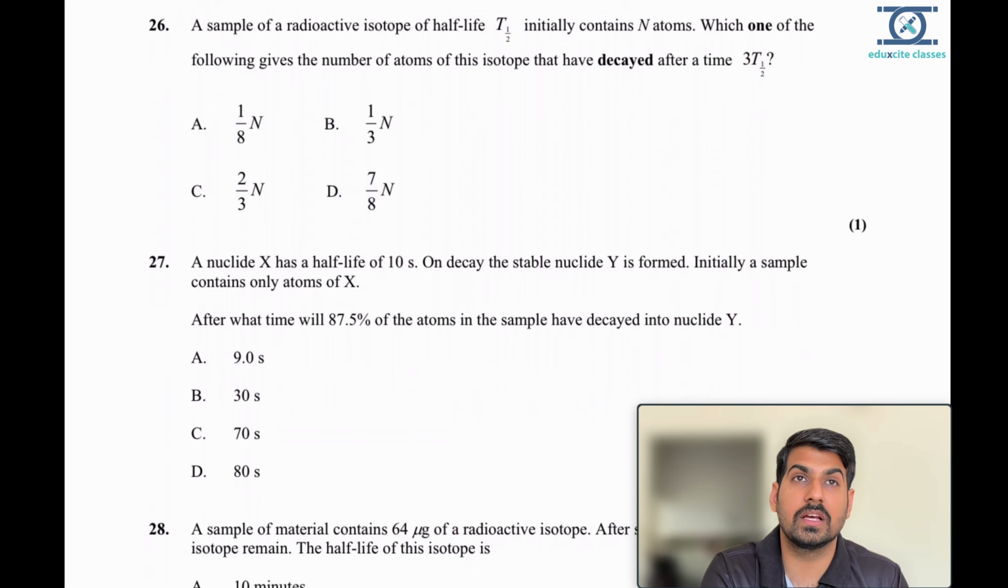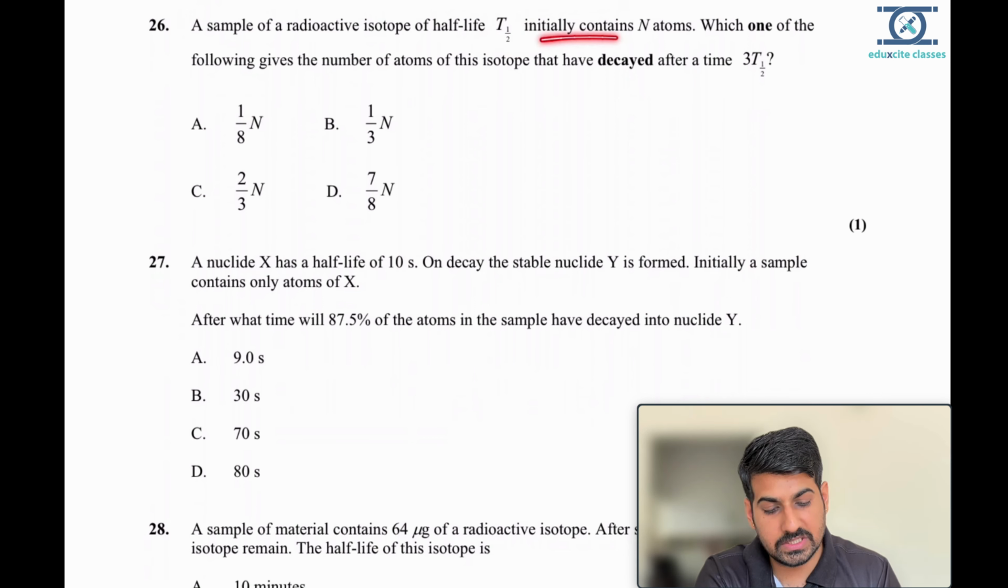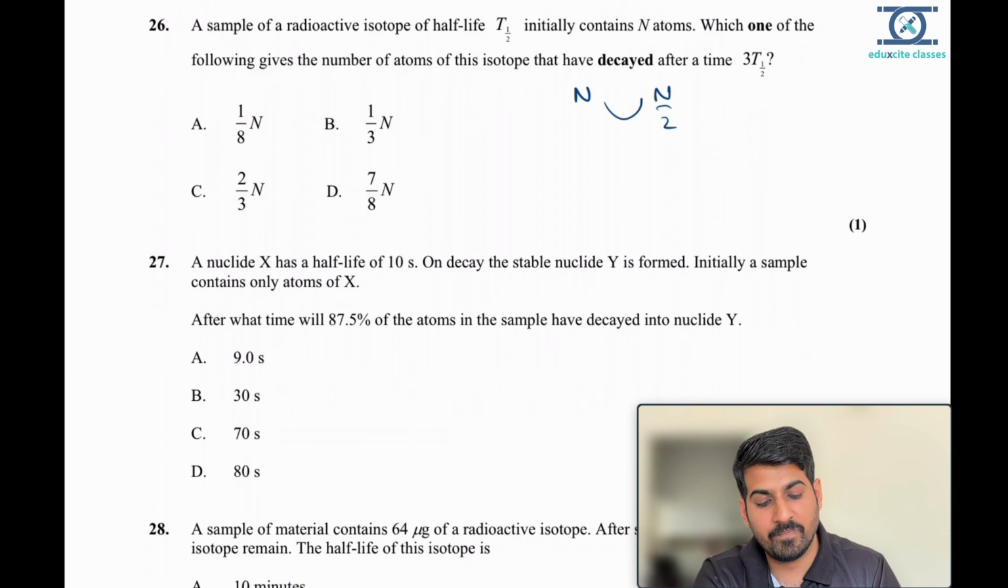Now question number 26, half-life. Half-life is another important concept from this topic. Many times they have asked questions. There is a half-life T half for a sample initially containing n atoms. Which one of the following gives the number of atoms of that isotope that have decayed after 3 half-lives? Let us say initially it was n. After the first half-life there will be n by 2 remaining inside the nucleus. Now guys, these are the remaining, okay? Do not get confused here. Majority of the students make this mistake. These are the remaining inside the nucleus which are about to decay. It is not the number of nuclei decayed.